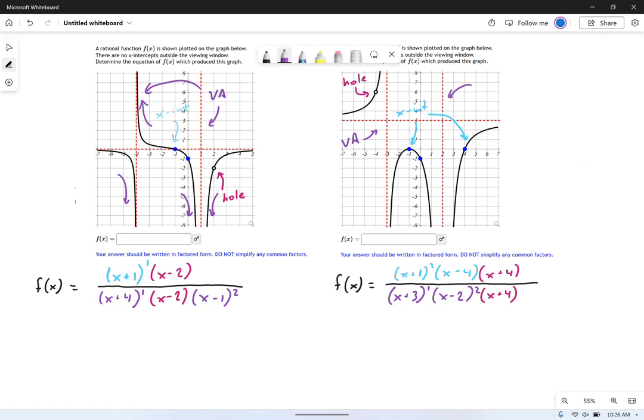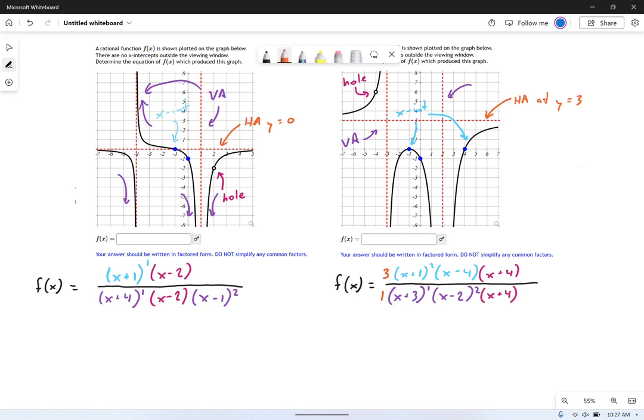There is one major component left, which is the horizontal asymptote. Now, on this one, you see the horizontal asymptote is at y equals 3. So that makes this extremely easy. We know our ratio of coefficients is just going to be 3 over 1. Now on the right, it's not so easy because the horizontal asymptote is at y equals 0.